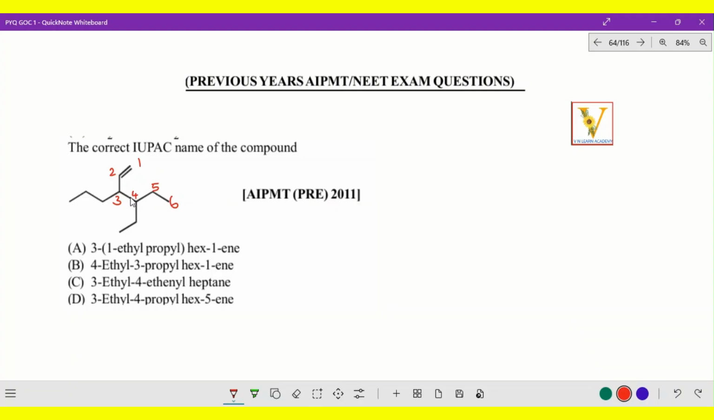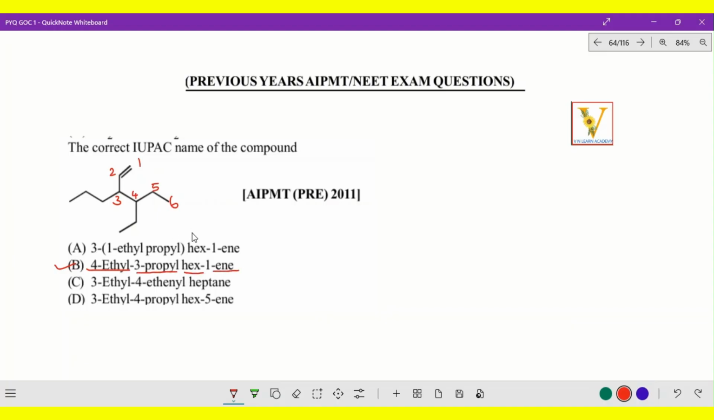So how can you give the name? 6 carbons are there and branching also is there. Third carbon has a propyl branch. Fourth carbon has an ethyl branch. So according to alphabetical order, ethyl will come first and then propyl. So that means 4-ethyl, 3-propyl hex-1-ene.